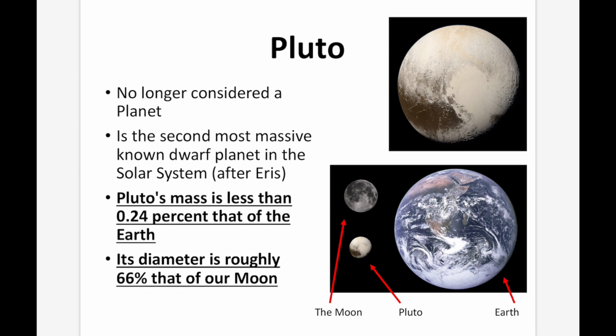Now, its mass is only 0.24% that of Earth, and its diameter is roughly 66% of the moon. And you can see the comparison. There's Earth, there's the moon, and here's Pluto, smaller than the moon, and yet it was considered a planet before.